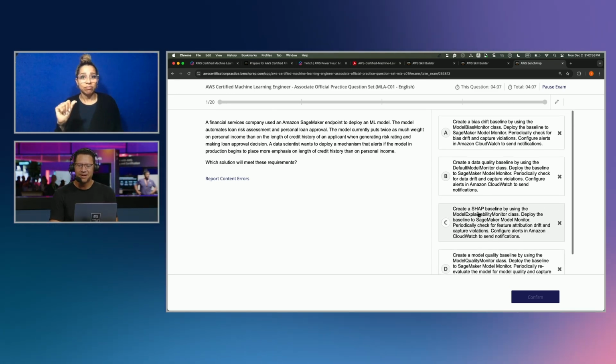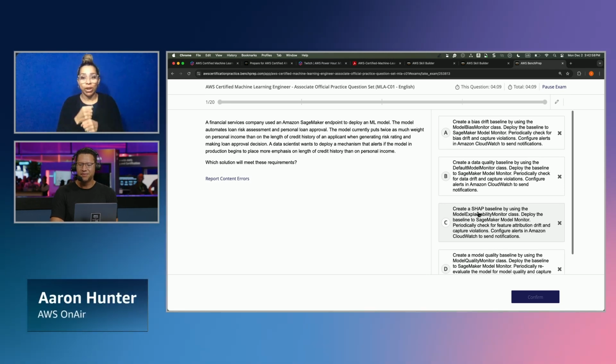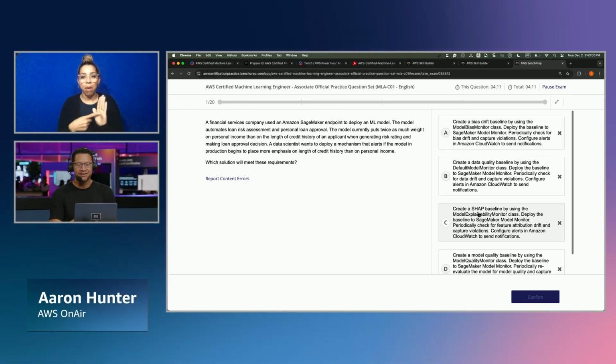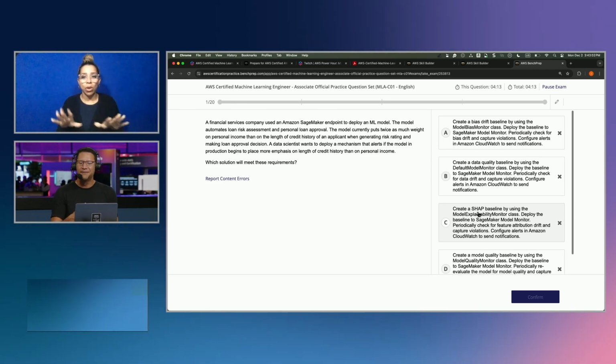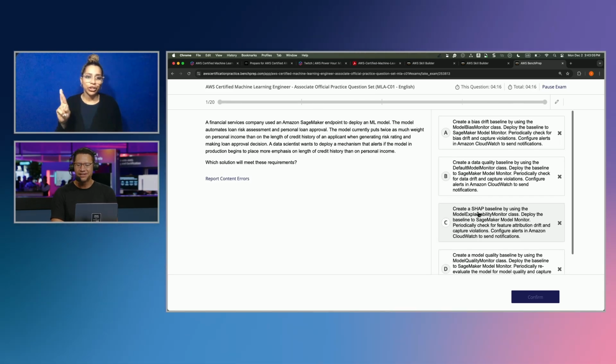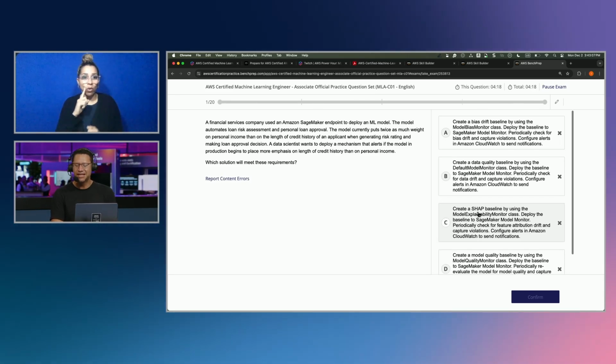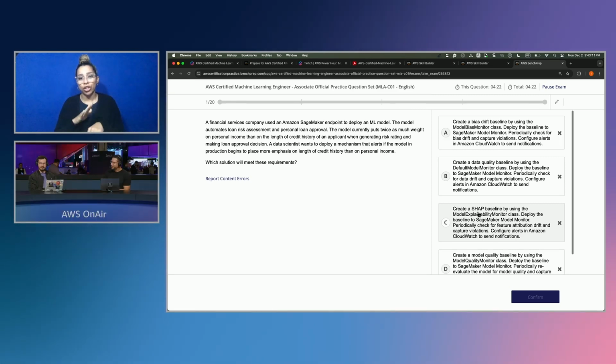So if you could scroll up, create a bias drift baseline by using the model bias monitor class, deploy the baseline to SageMaker model monitor, periodically check for bias drift and capture violations, configure alerts in Amazon CloudWatch to send notifications. I think no matter what we think, we should go with the chat. Okay. Let's go with the chat.